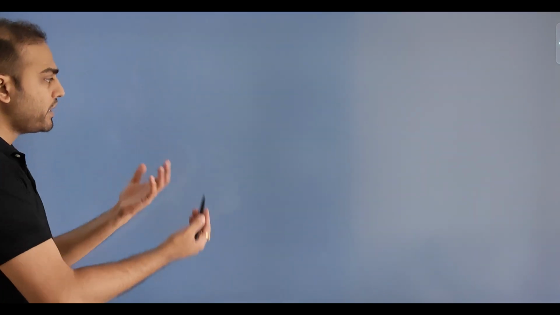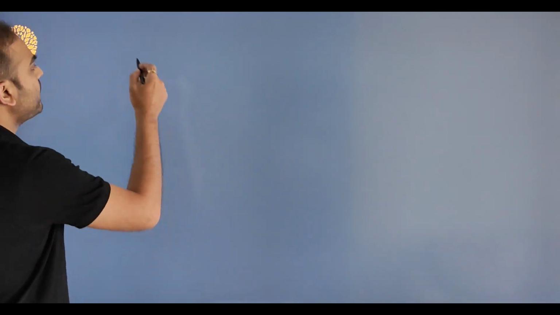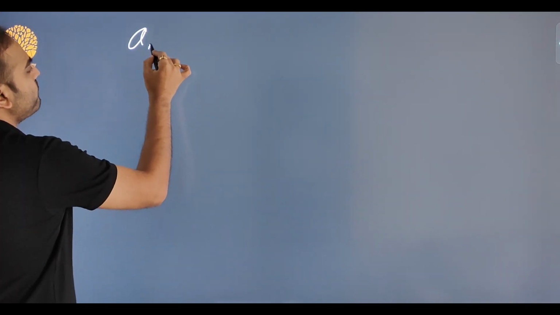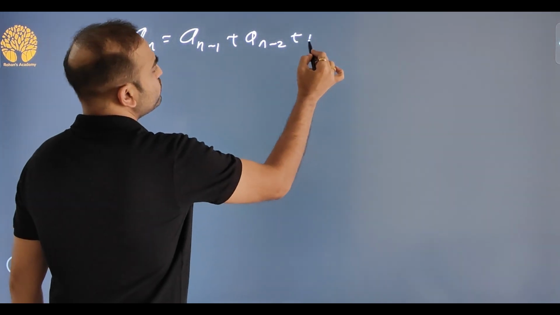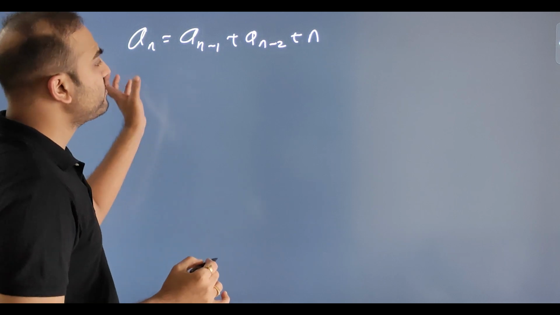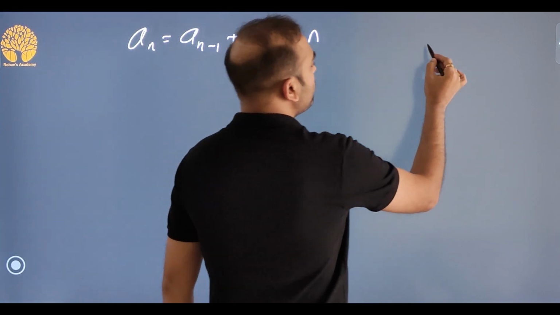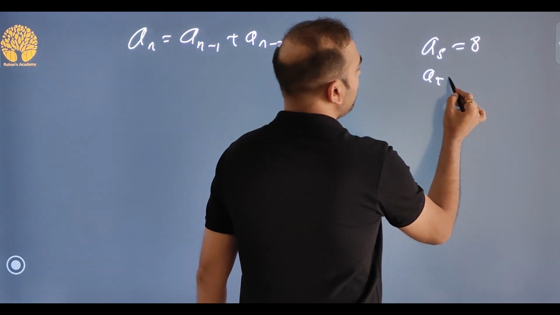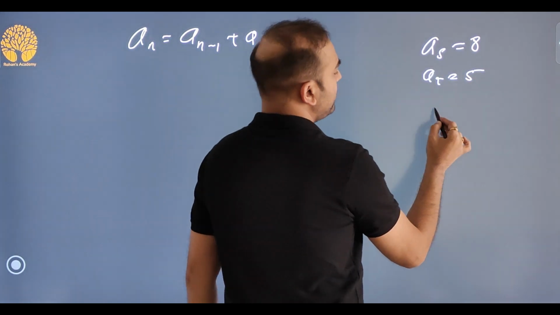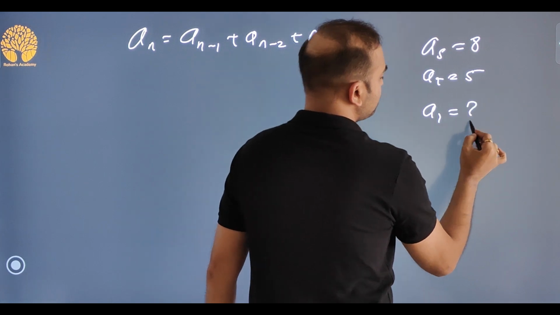Moving on, from here itself we will learn that there are various types. The way you go forward, the same way you can come backward as well. Say the same question: I have an is equal to an minus 1 plus an minus 2 plus n. Say I already know a5 is 8, and a4 is 5, and they ask me what is a1.